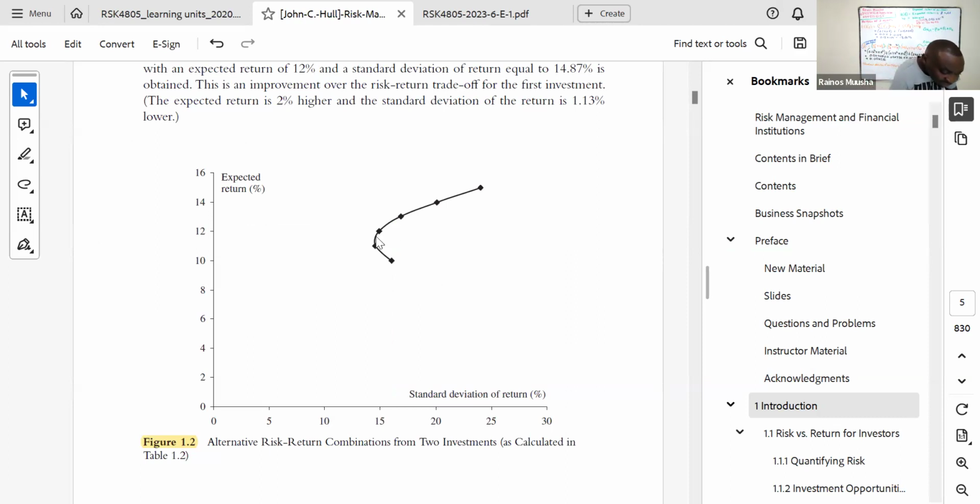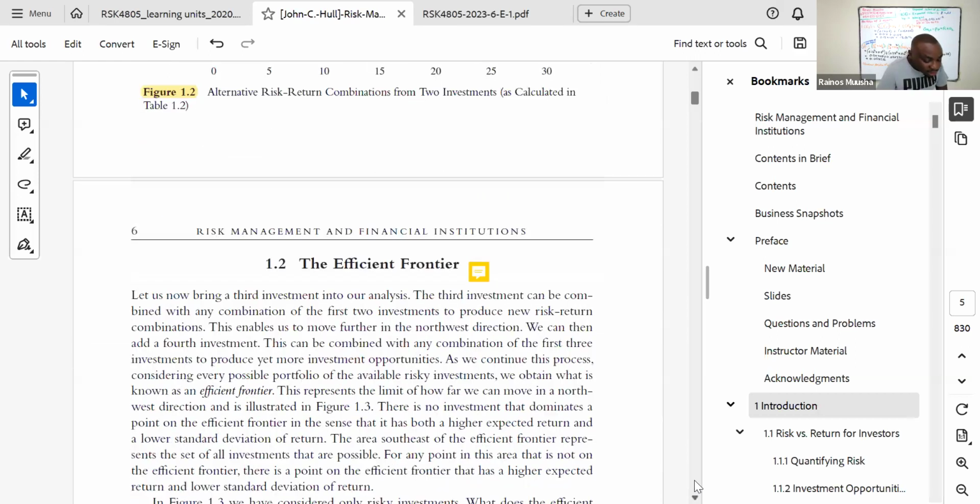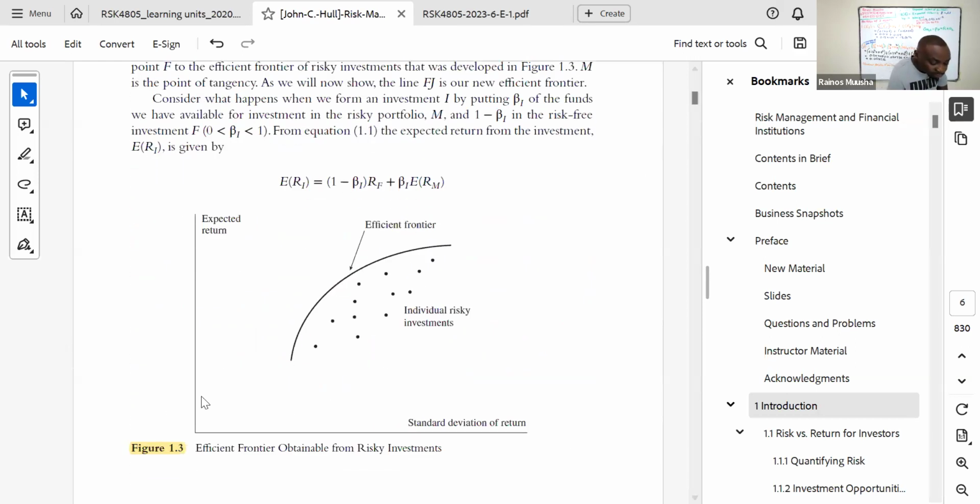The efficient frontier does away with certain combinations of weights and gives you the combination of weights which allows you to maximize a return for a given level of risk. So in summary, the efficient frontier is what we're going to be seeing when we look at figure 1.3. Generally, figure 1.3 is saying that when you look at the efficient frontier, you're trying to maximize a return for a given level of risk. Are we on the same page?